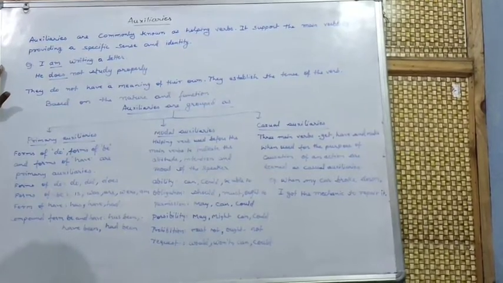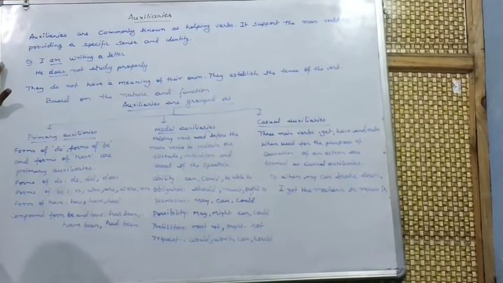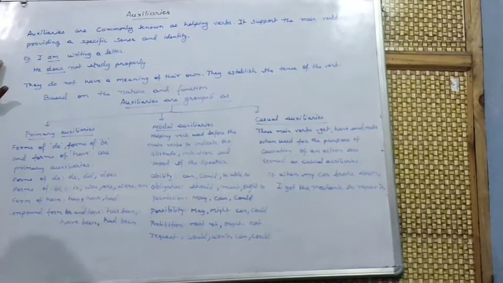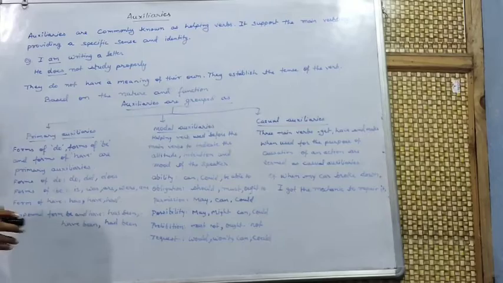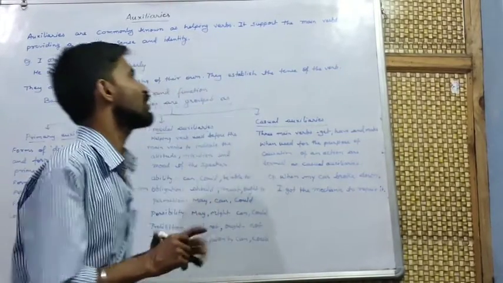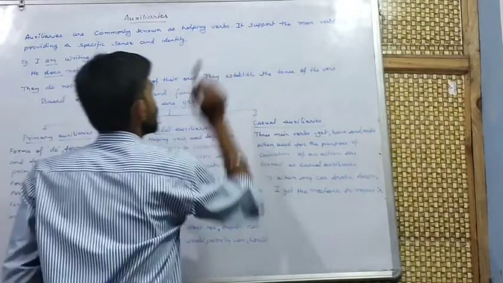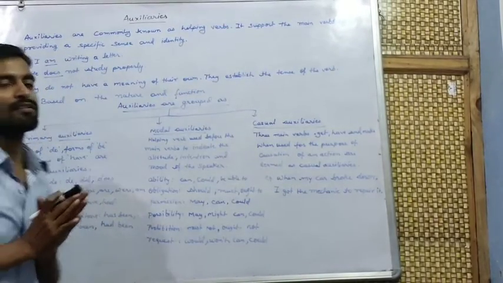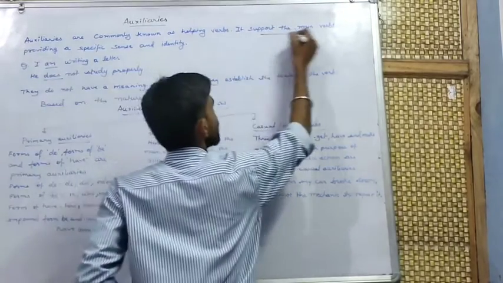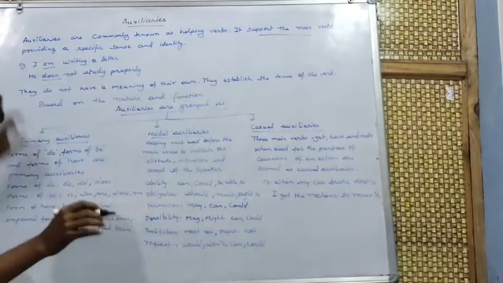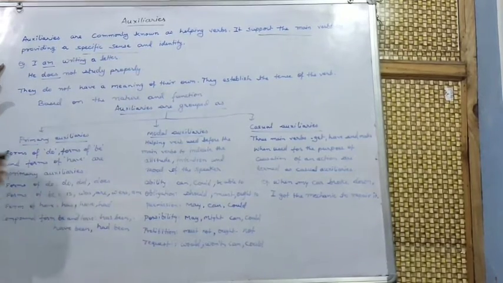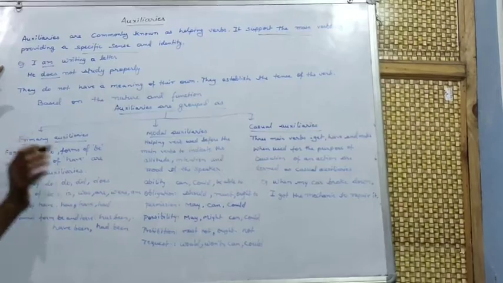Auxiliaries are commonly known as the helping verb. Commonly means most people term auxiliaries as helping verbs. But what are the main functions of the auxiliaries? It supports the main verb. The main function of the auxiliary is to support the main verb by providing a specific sense and identity.